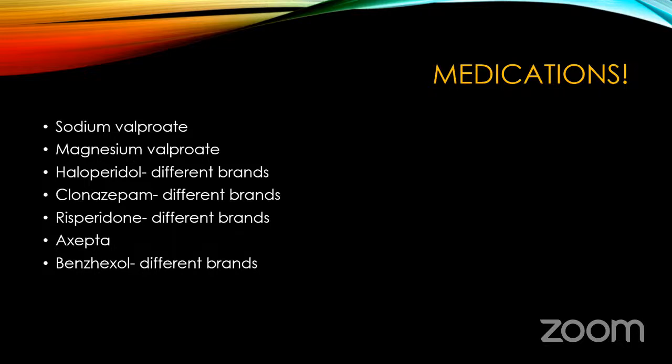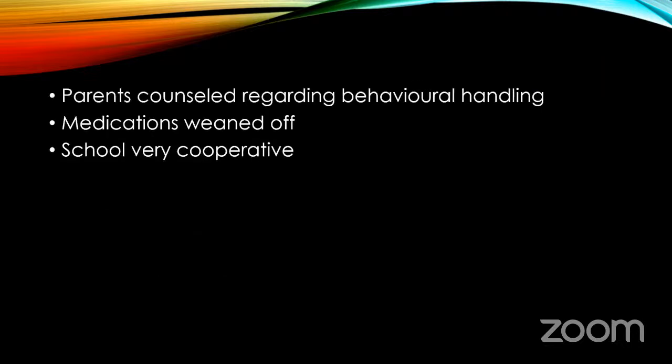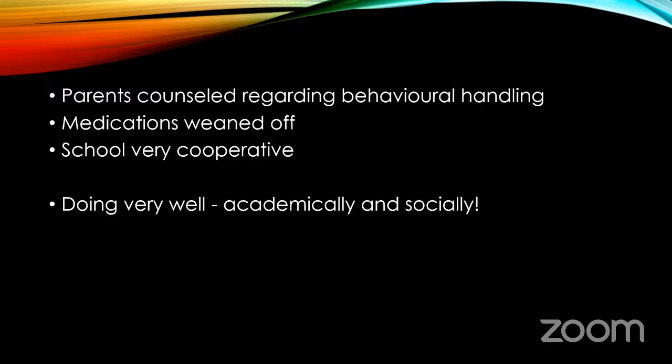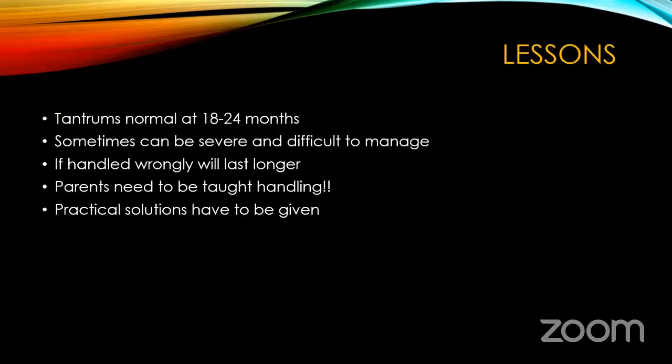And to cut a long story short, in the span of 2 to 5 years of age, these were the medications the child was on. Different doses, multiple medications. And what we were seeing at 5 years were the side effects of these medications. Parents were counseled regarding behavioral handling. Medications were weaned off. School was cooperative. The child is doing very well academically and socially.